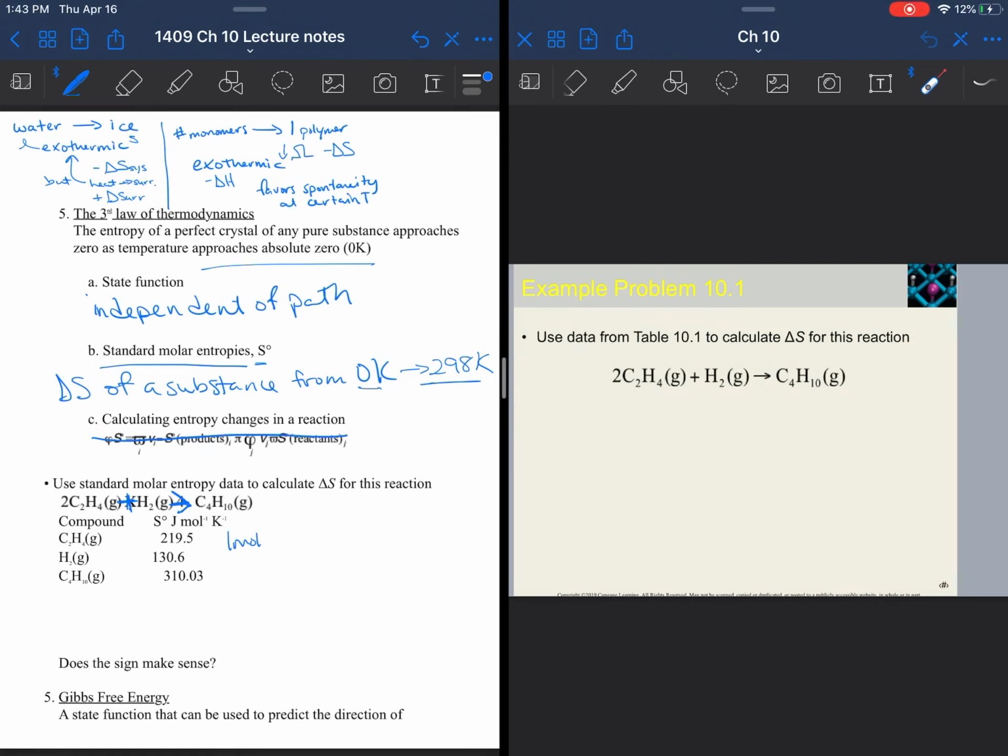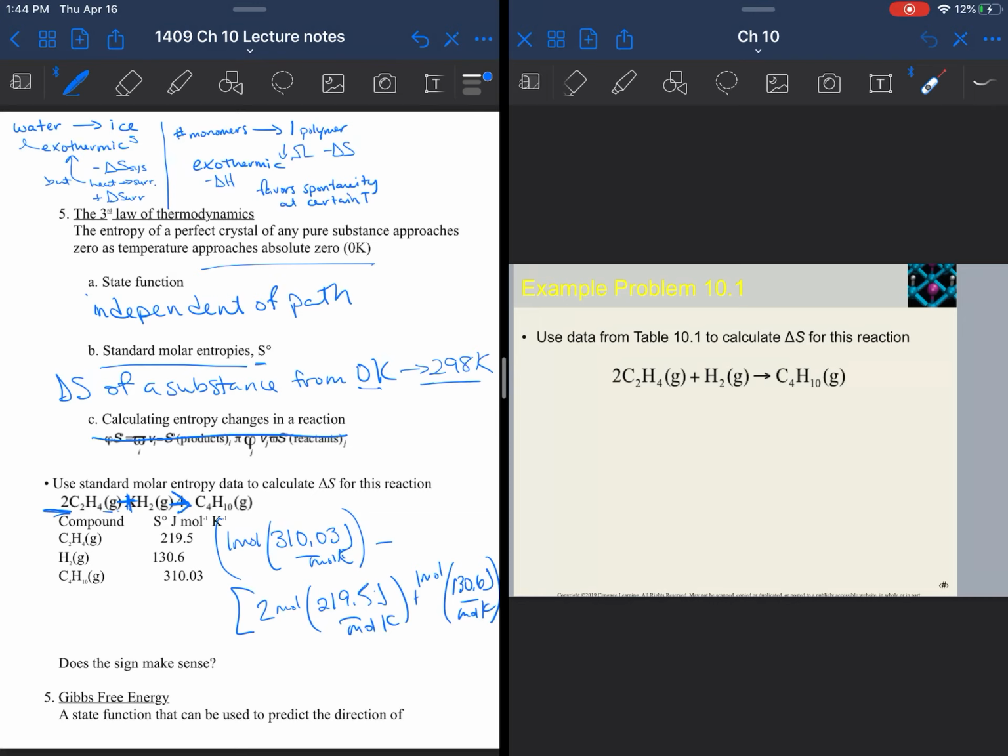And there's 1 mole of butane. We're using the stoichiometric coefficients times 310.03 joules per mole Kelvin. And then we're going to go ahead and subtract the reactants. And I'm going to come down here. That's going to be 2 times 219.5 because there are 2 moles of the ethene in our balanced equation. And to that, we're going to add 1 mole of H2, which is 130.6 joules per mole Kelvin.